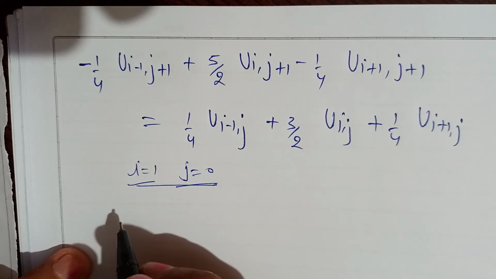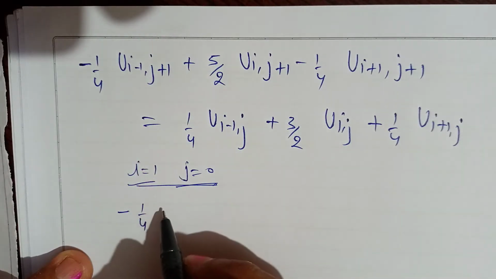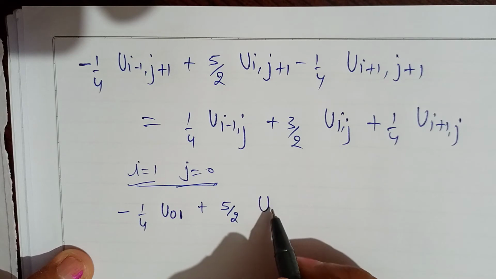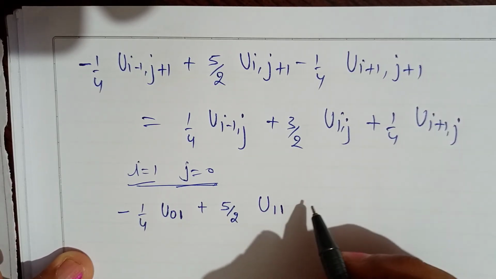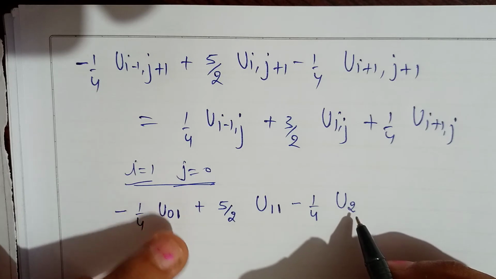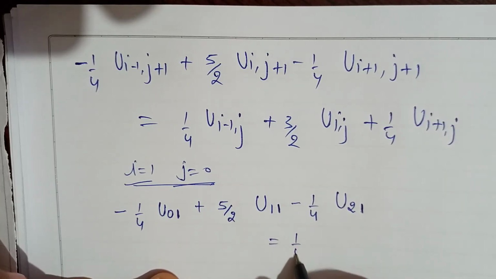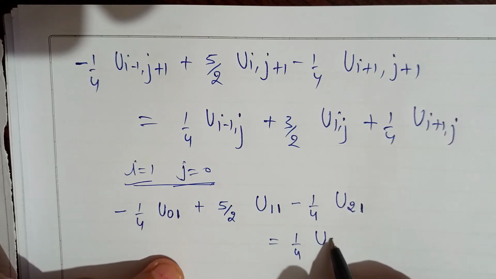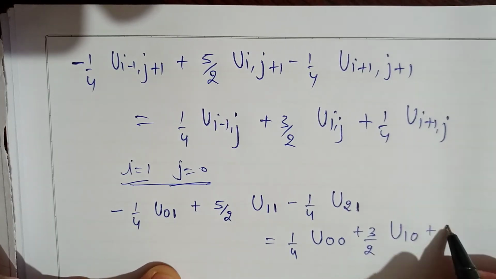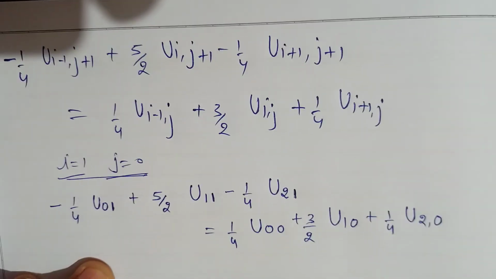So we get minus 1 by 4 u(i-1, j+1), which is u0,1, plus 5 by 2 u1,1, minus 1 by 4 u2,1, equal to 1 by 4 u(i-1, j), so u0,0, plus 3 by 2 u1,0 plus 1 by 4 u(i+1, j), that is u2,0. So this is the equation.